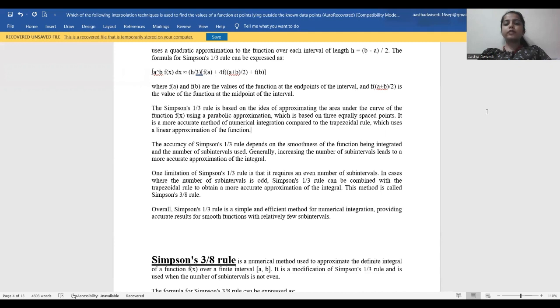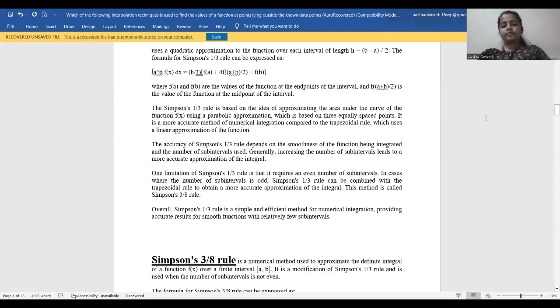The accuracy of Simpson's one-third rule depends on the smoothness of the function being integrated and the number of subintervals used. Generally, increasing the number of subintervals leads to a more accurate approximation of the integral. One limitation of Simpson's one-third rule is that it requires an even number of subintervals. In cases where the number of subintervals is odd, Simpson's one-third rule can be combined with the trapezoidal rule to obtain a more accurate approximation of the integral. This method is called Simpson's 3 by 8 rule. Overall, Simpson's one-third rule is a simple and efficient method for numerical integration, providing accurate results for smooth functions with relatively few subintervals.